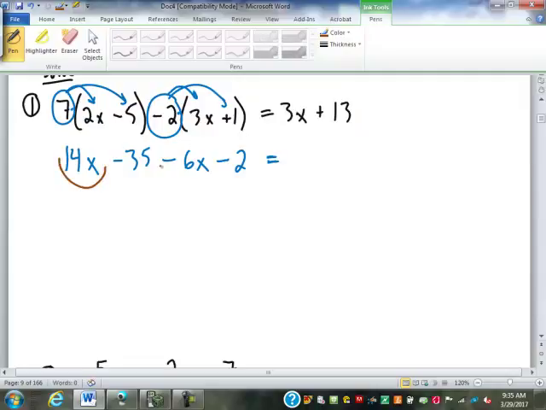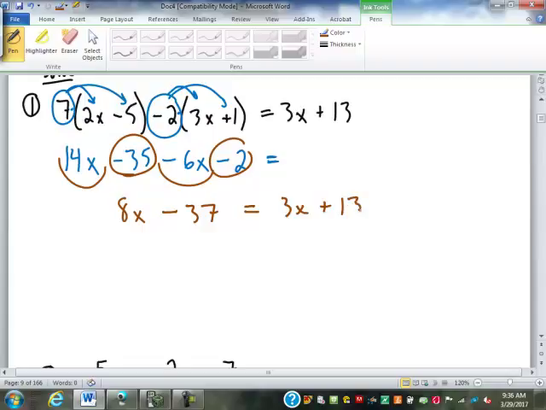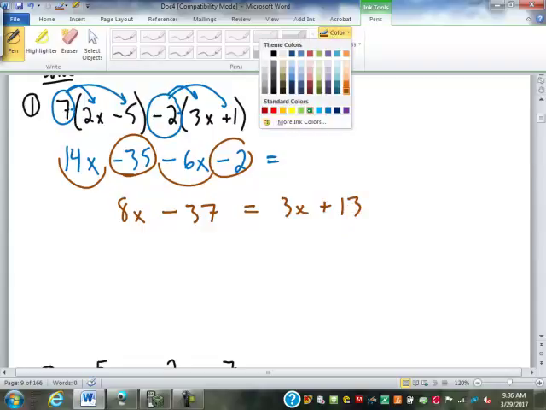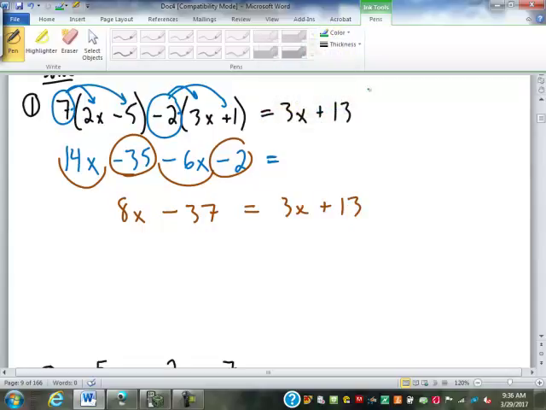We've got 14x and negative 6x makes 8x. Negative 35 and negative 2 makes negative 37. Good. That equals, on the right side, what can we do? Nothing. That's just going to stay 3x plus 13. Now we do still have a variable on each side, so we have to get rid of one. Which one are we going to get rid of? The 3x. It's the smaller one.